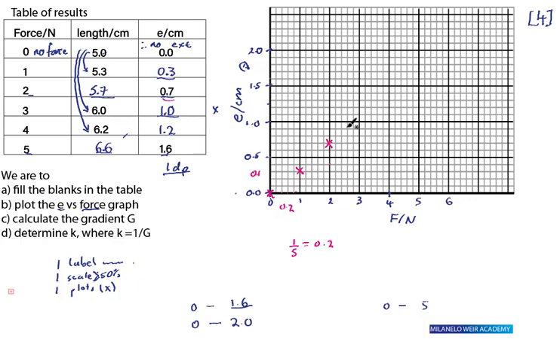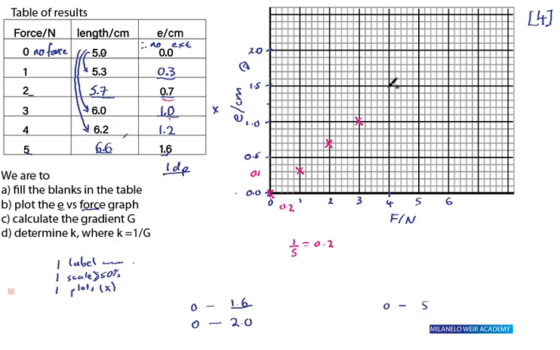Good. Then the fourth one, 0, 1, 2. So the fourth one is 3 newtons and 1.0. This one is easy. 3 and 1 is this one, right? So they meet here. Good.